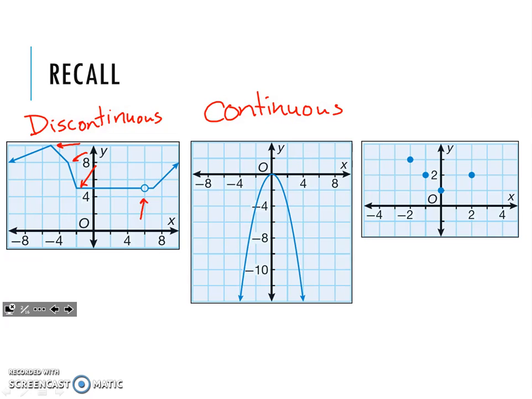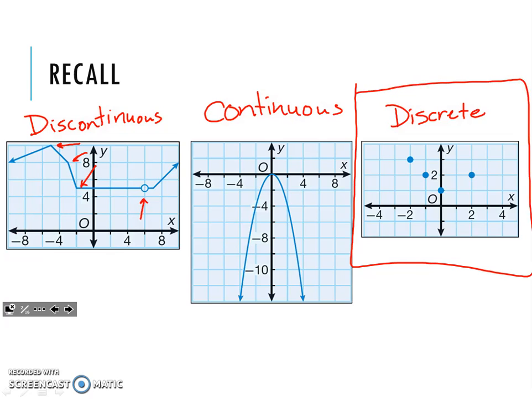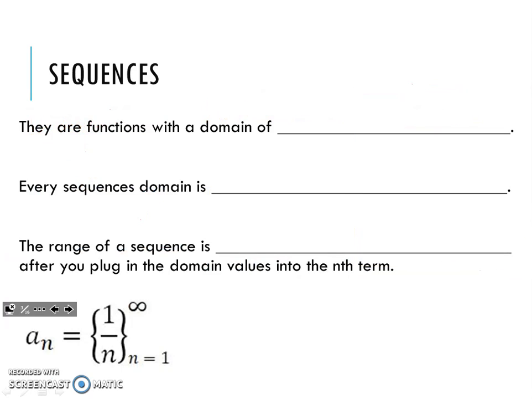And then our last function that we went over was our discrete function. And our discrete function is what we're going to be talking about today. We're going to be talking about sequences, and sequences are a type of discrete function. Remember, we talked about discrete functions. It was any of them that have just a bunch of dots. So they're discrete. You're looking at specific points.